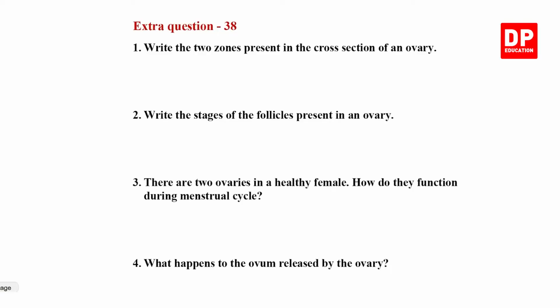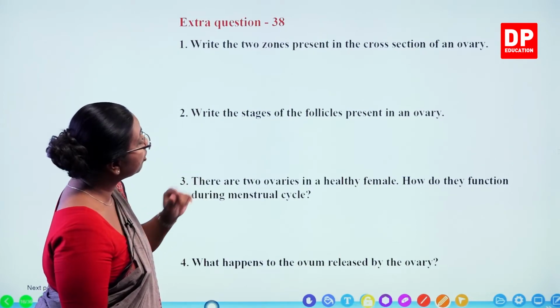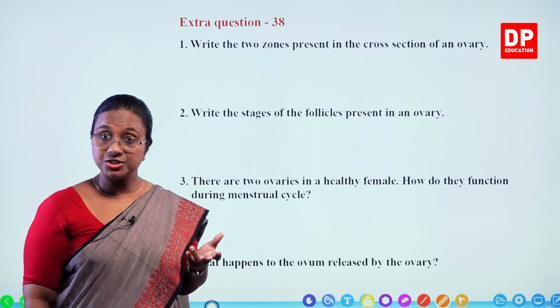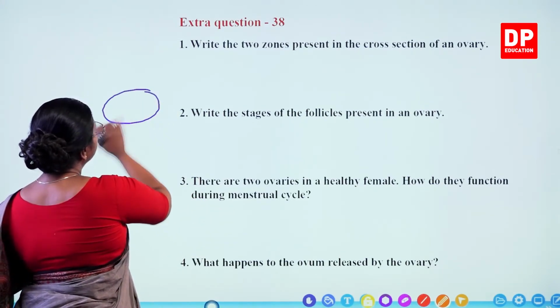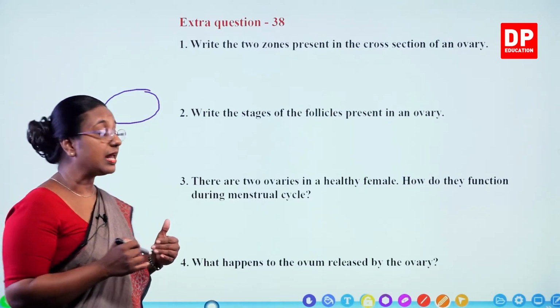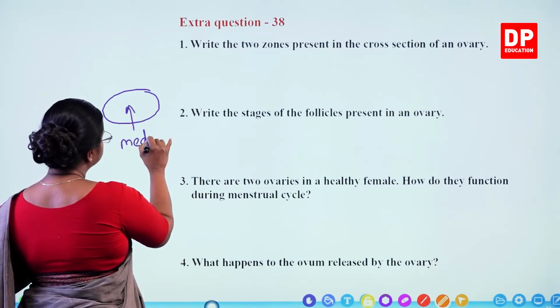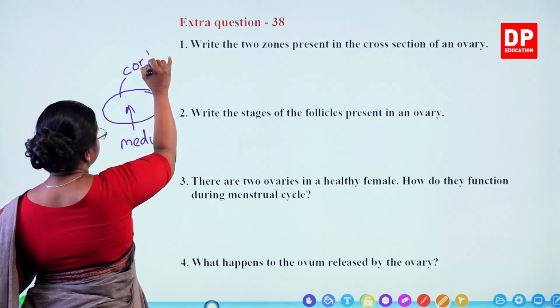Extra question 38. Write the two zones present in the cross section of an ovary. What are the two zones present in the cross section of an ovary? You all can remember that it is a oval shaped rod-like structure. In that we have the cortex and the medulla. Medulla is in the middle. This part is medulla and outer side is the cortex.